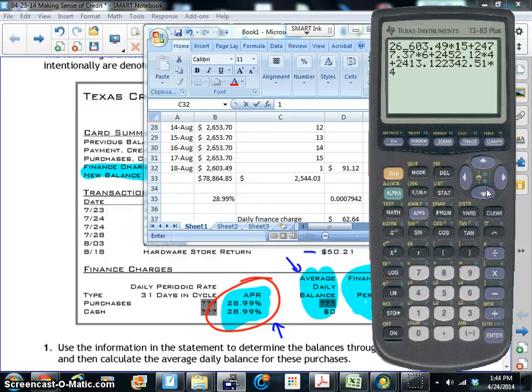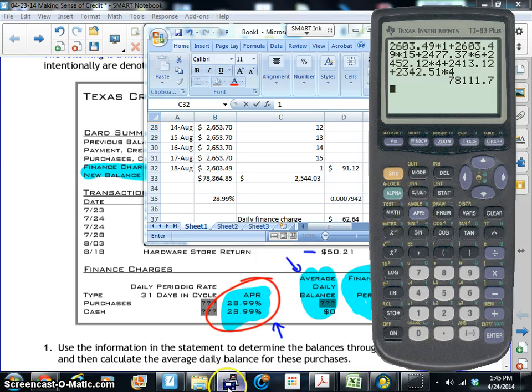So 2603.49 times 1, since just one day, plus. Whoa, had a syntax error, so I have to always look at those, make sure. Oh, I see where it is. Hate it when I do that. I forgot to put a plus. So I have this one, so second delete plus. It's a little bit off of the other one. I don't know why. I gotta check my math.